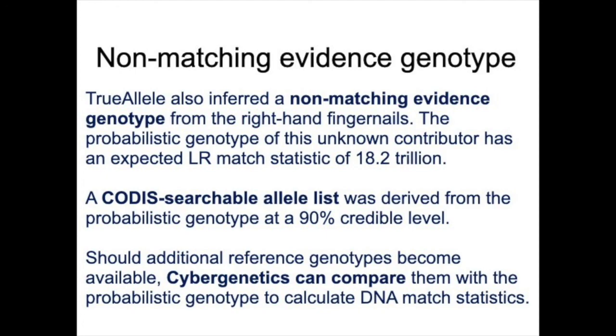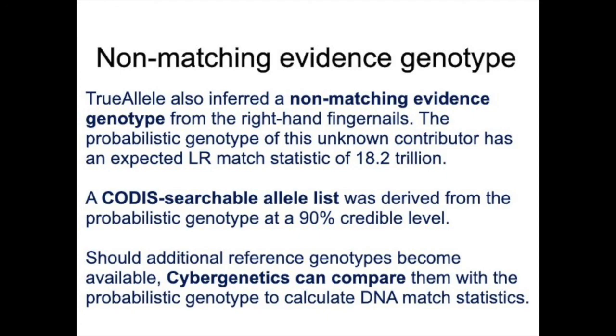This comes from the TrueAllele report. So in addition to excluding Slidell Grant statistically, with a 1 in a trillion statistic, we also stated in our report that, as often happens, we found other genotypes from unknown people. They didn't match anybody we were given as a reference. This is language from the report. TrueAllele also inferred a non-matching evidence genotype from the fingernails, and the genotype of this unknown contributor has an expected match statistic of 18 trillion.